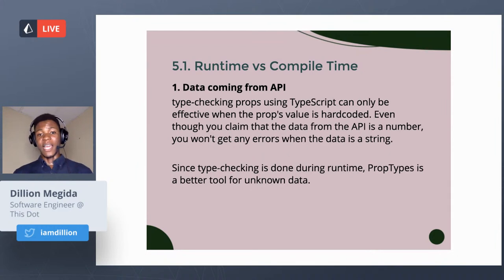But unlike that, prop types is just like your regular JavaScript and it is always executed. If you get a different type other than what is expected, you would get the error or the warning in your console. Let's quickly look at that here.